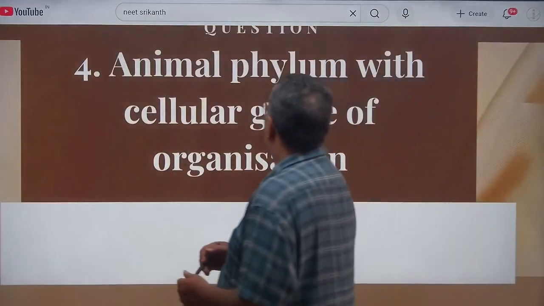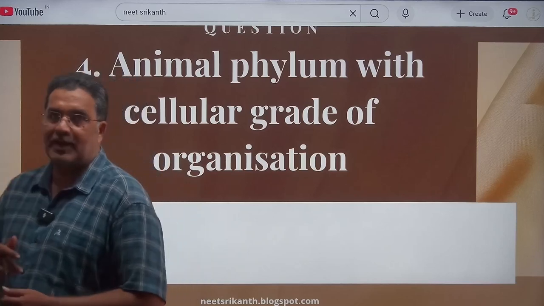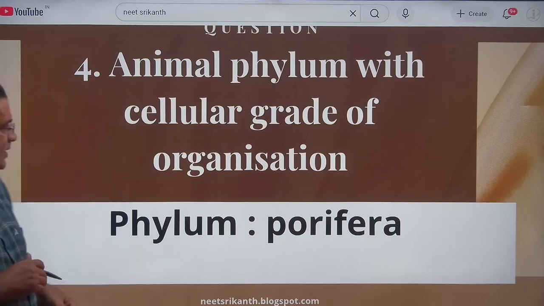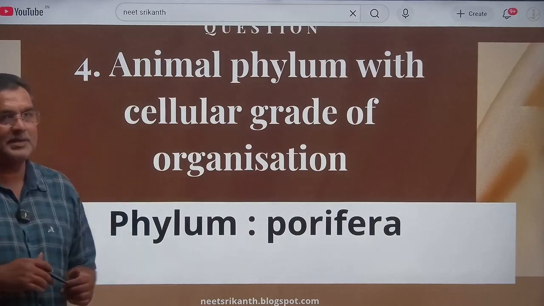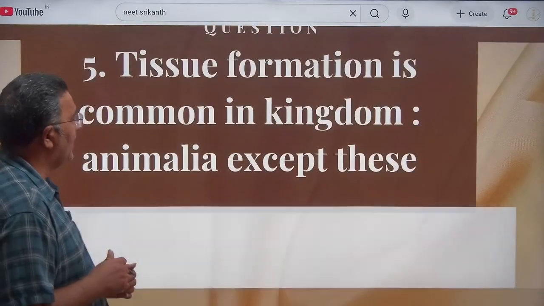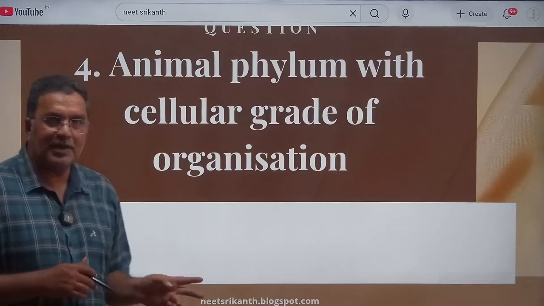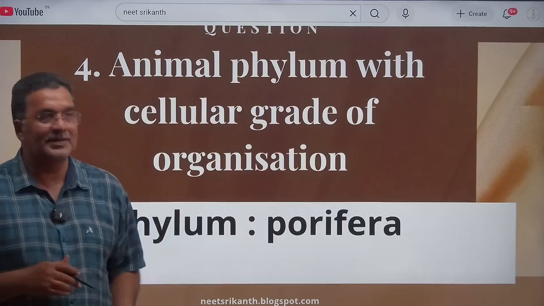Animal phylum with cellular grade of organization. No coordination, no tissue formation, cellular grade of organization, all are the same. It belongs to the phylum Porifera. The same question asked in 3 angles, 3 dimensions.